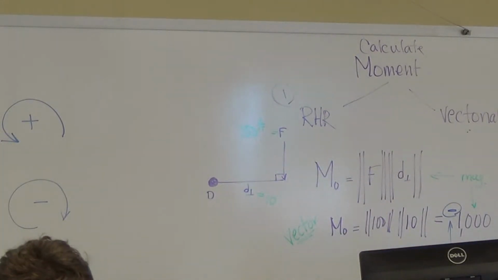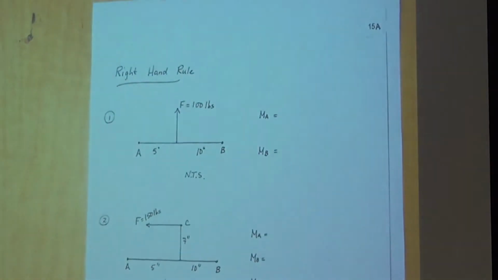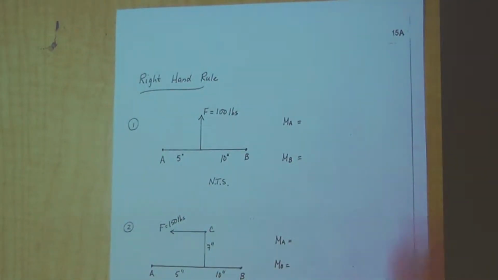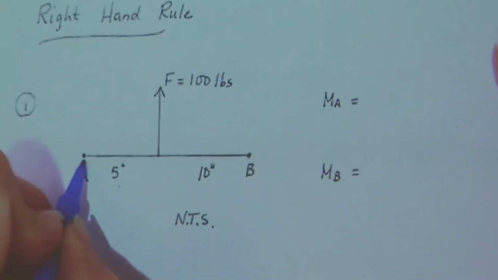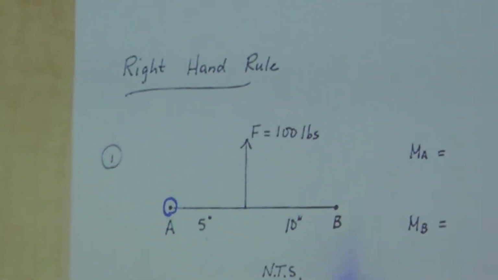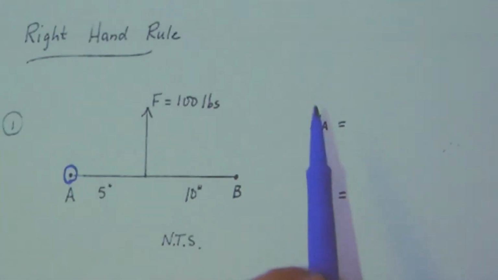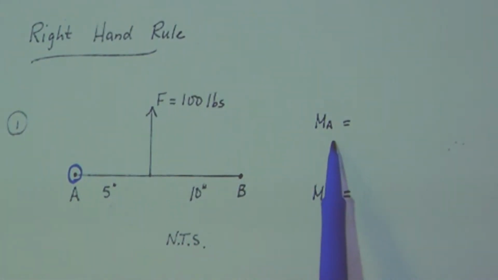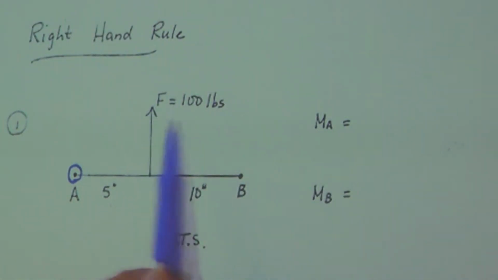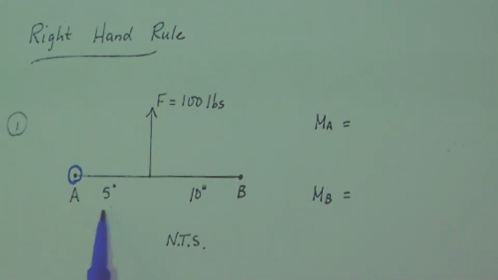Okay, so let's go on to number one. Let's go around. Grading, you answered before, right? So Enrique, I want to find the moment about point A. The notation is very important: capital M sub A, the moment about point A. Here's a force of 100 pounds and here's a distance.